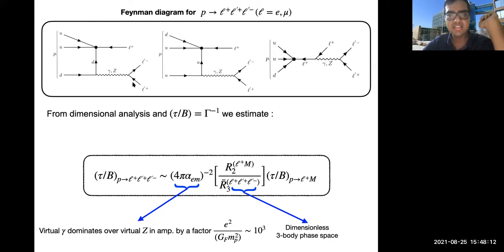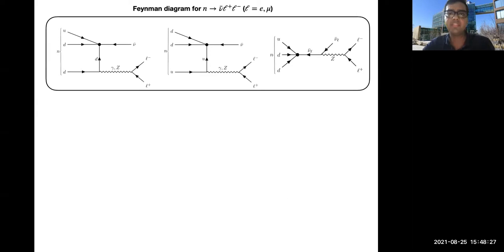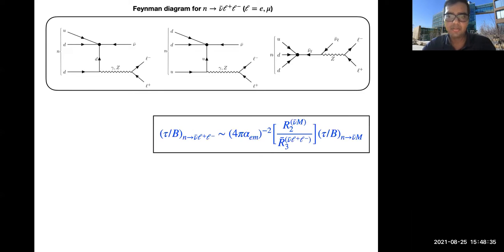Note that at the energy scales considered, the virtual gamma will dominate over the virtual Z in the amplitude by a factor of 10 to the power 3. So we have to only consider the virtual gamma contribution. Okay, so similarly, we can relate the partial lifetime of n goes to nu bar L plus L minus with n goes to nu bar m. And we obtain this kind of relation.